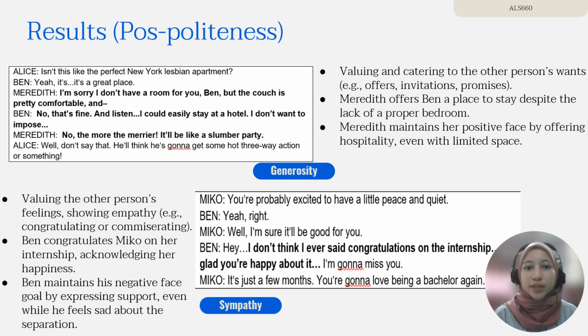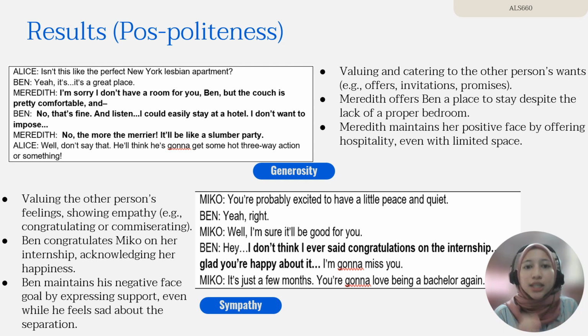Let's start with the first maxim in the list, the generosity maxim. This one is all about prioritizing what the other person wants over your own. It typically shows up in speech as offers or invitations, things that express a commitment to helping.